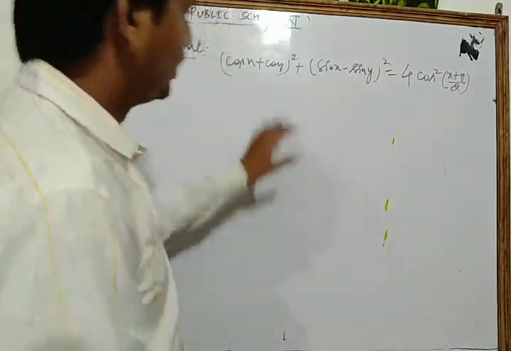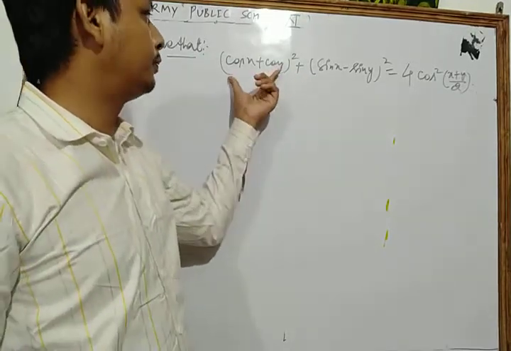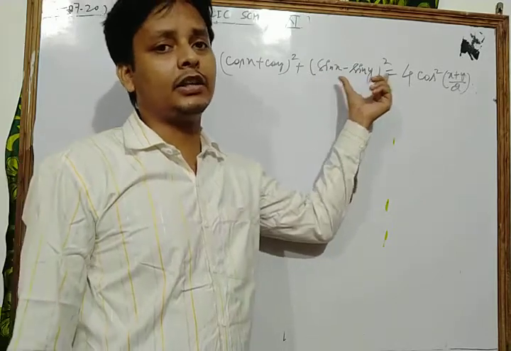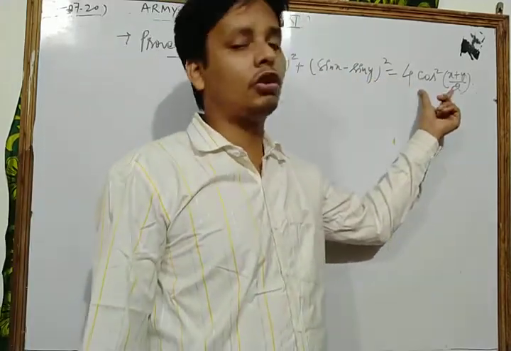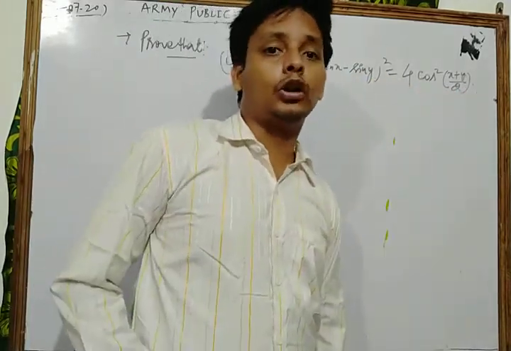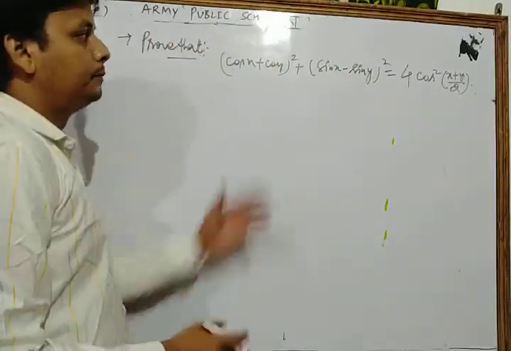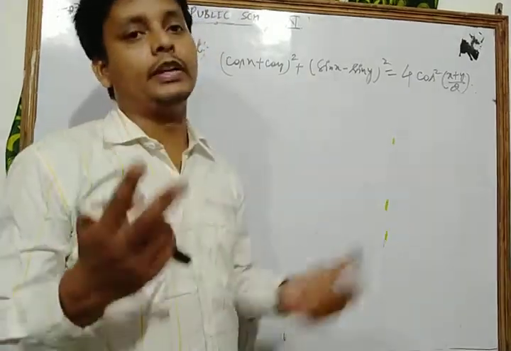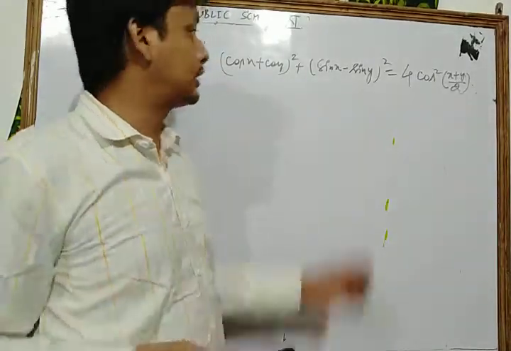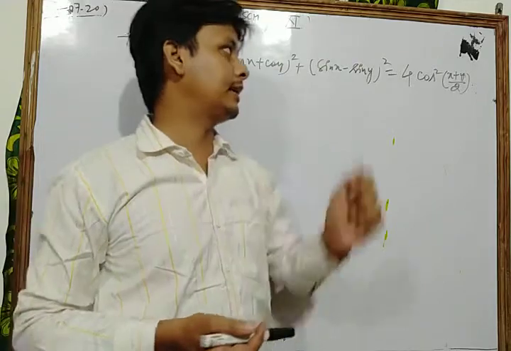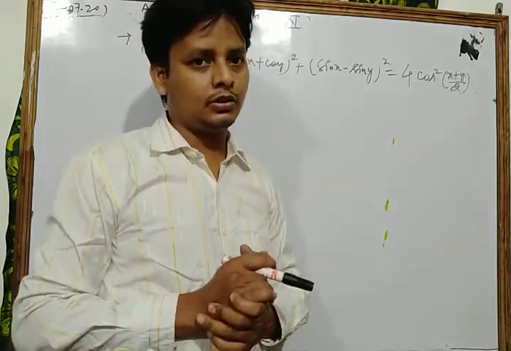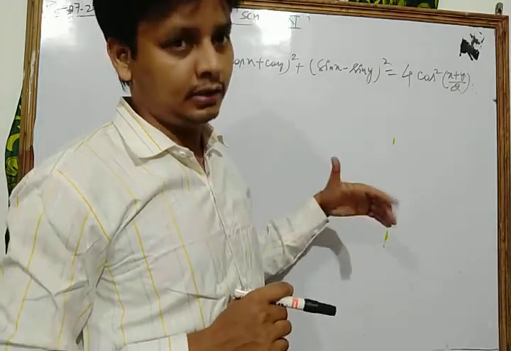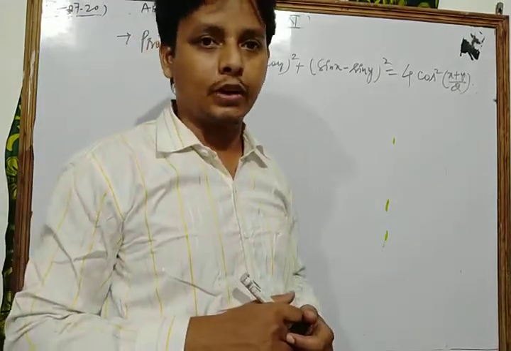Okay, right. This is your question. You have to prove that cos x plus cos y whole square plus sin x minus sin y whole square is equal to 4 into cos square x plus y by 2. Now we solve this question. We can solve this question in two ways. First, you use the formulas for cos c plus cos d and sin c minus sin d, and you get your result. Okay, we can also solve that question using the previous concept. Okay, let's see.